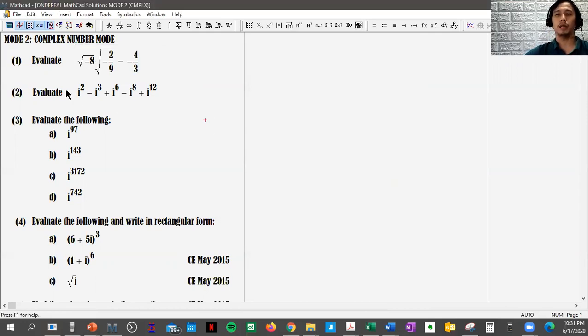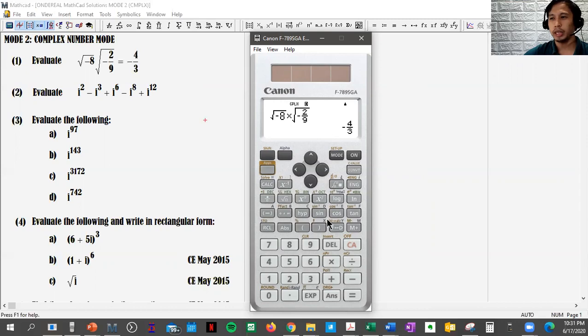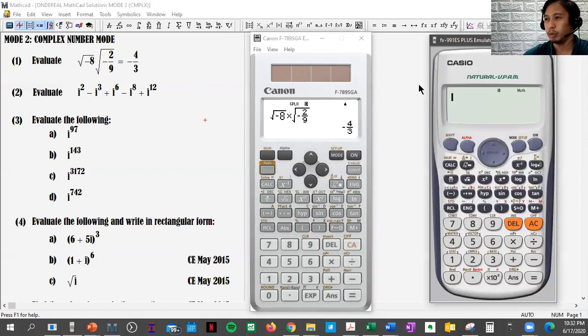Now, number 2, how about if we are to evaluate this? I squared minus I cubed plus I raised to 6 minus I raised to 8 plus I raised to 12. Okay. So I'm going to evaluate that. By the way, the I button in this calculator is now located here. If we are to compare that with the 991 ES Plus, the I, as you can see, is here in Eng button, but yun nga, andito siya. Different na siya.